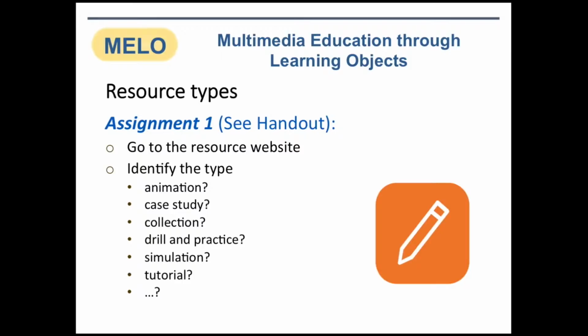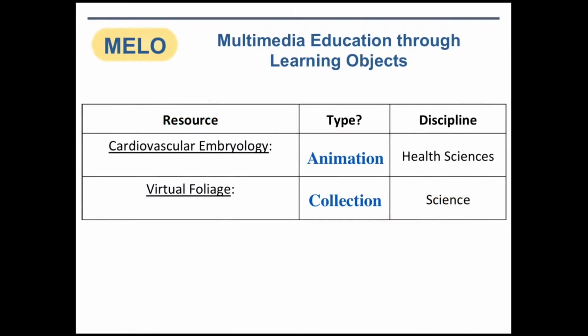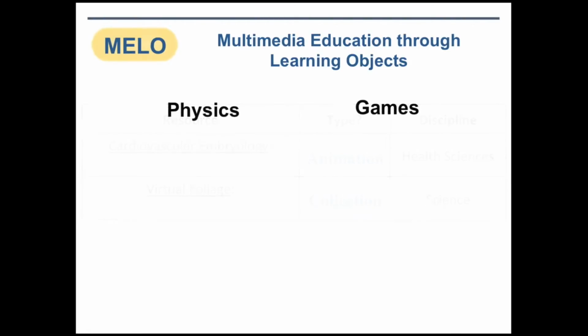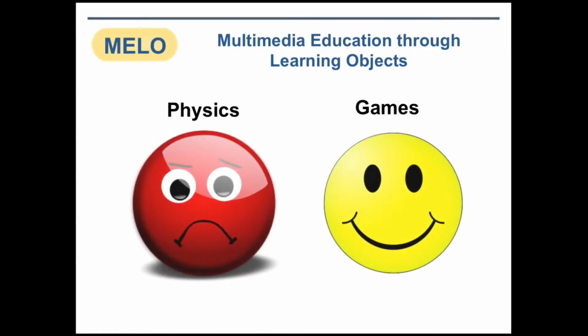Attached is an assignment that provides definitions and examples of different types of quality online learning resources from different disciplines. You will have the opportunity to view and identify different types of resource. For example, cardiovascular embryology comes from the health sciences, and you will discover it is an animation. While virtual foliage is an example of a collection. As time allows, take a look at the other examples from different disciplines. You can then check your answers against the feedback provided at the end of the assignment.